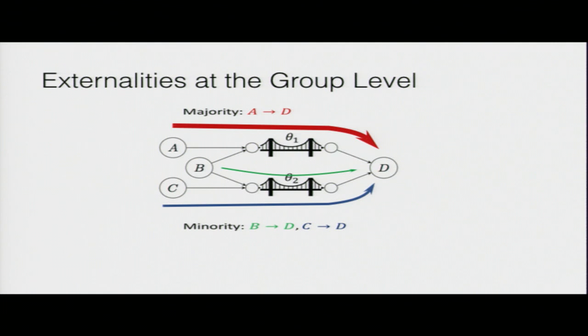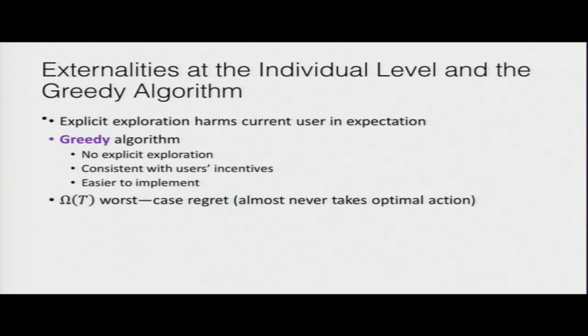So I'm going to come back to this example, but now I'm going to be switching gears into externalities at the individual level, and I'll tell you about how the greedy algorithm can solve all of our problems. Okay? And so what is the greedy algorithm? Well, I mentioned earlier that explicit exploration harms the current user in expectation, right? It's sacrificing some utility now in order to make utility gains in the future.